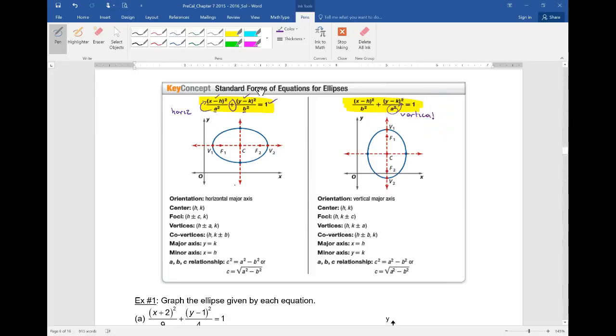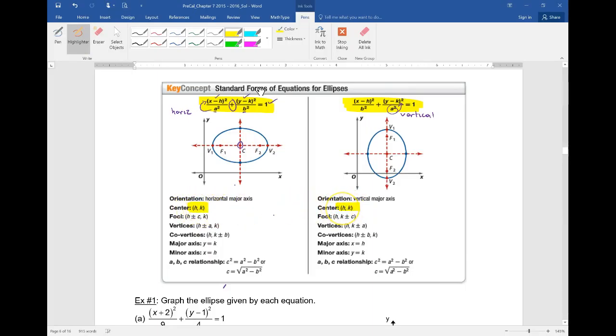So here, the larger distance is along the X, horizontal. Here, the larger distance is along the Y, vertical. Okay? I'll take questions in a sec. Now, this is a horizontal ellipse. That means if I'm at the center, by the way, is always H and K.